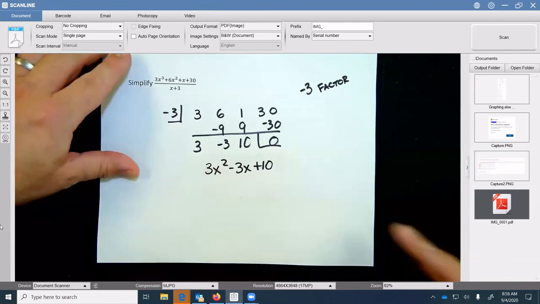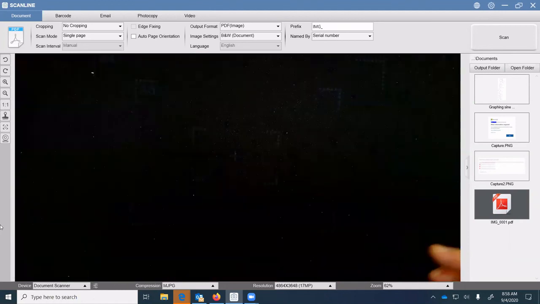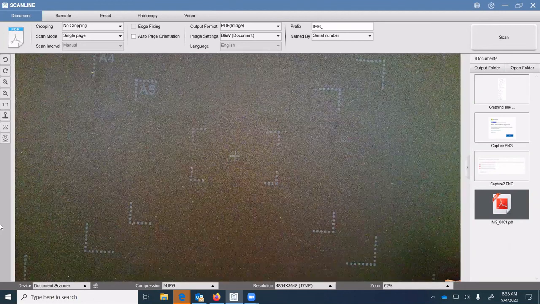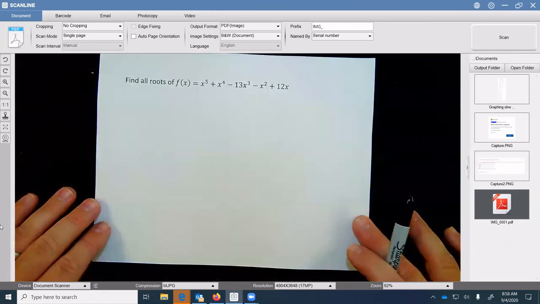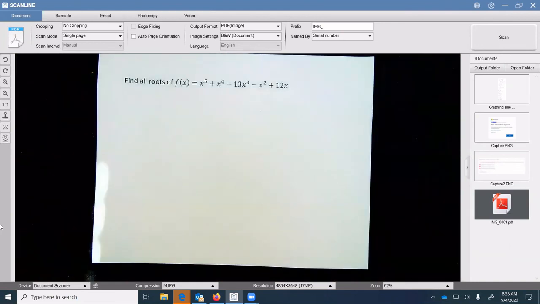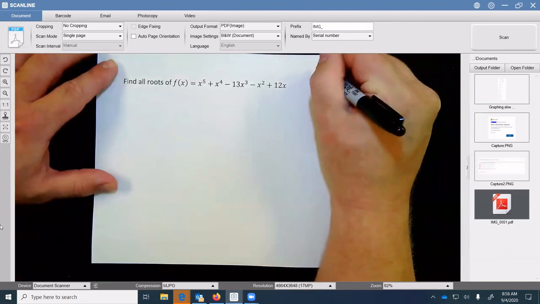But what if, Mr. Johnson, that seems way too easy. What if I get something like this? And it says, find all of the roots of x to the 5th plus x to the 4th minus 13x cubed minus x squared plus 12x. How many roots are we going to look for? 5. So we're going to have 5 roots.